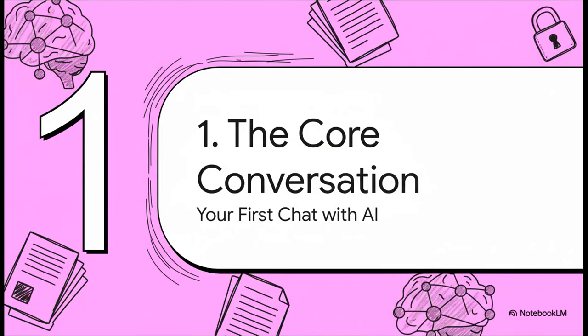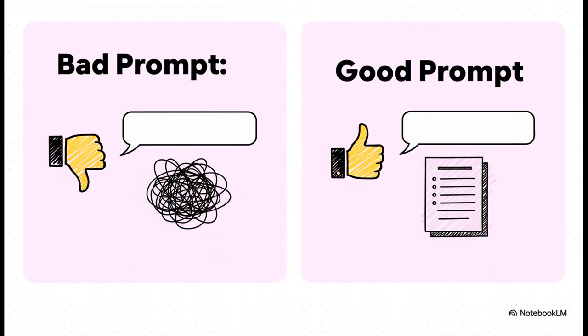All right, so our very first step is the most important one, just learning how to have a good conversation with our new AI. Because it turns out it's not just about what you ask, it's all about how you ask it. So what actually makes a good question? I mean, just look at the difference here. A vague prompt like "summarize this" is going to get you a pretty generic and frankly often useless answer. But a good prompt, one with clear instructions about the format, the length, the focus, that gets you exactly what you need.